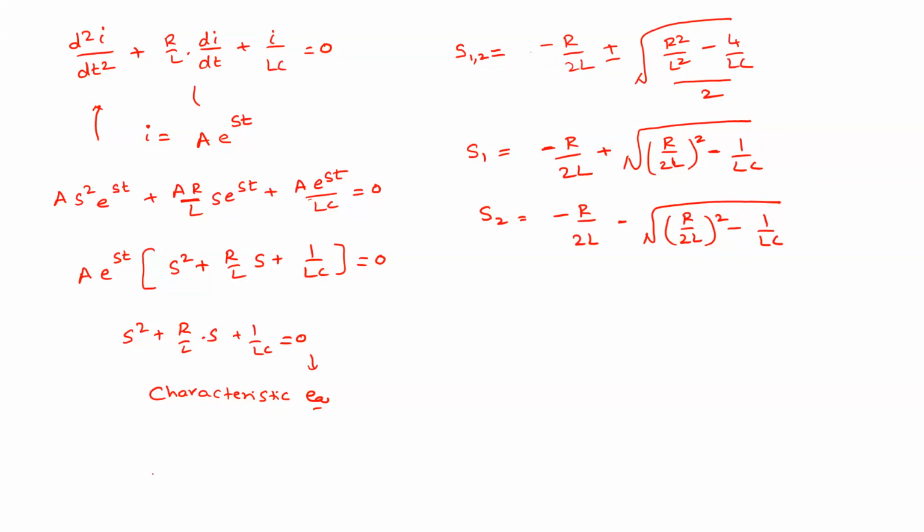when the root part is 0, that means R by 2L equal to 1 by LC. So under this particular case, the roots are equal, right? So that means there are three possibilities.